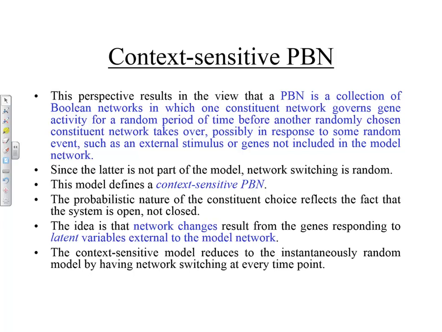The context-sensitive model will reduce to the instantaneously random model by allowing the network to switch at every time point. If it's context-sensitive, it means for some time it's just a fixed network, and then it switches. But if you allow switching at every time point, from those predictor sets that you have, it's like you're tossing a coin and switching to some network. In that case, it becomes instantaneously random. So every time point there is a switching.